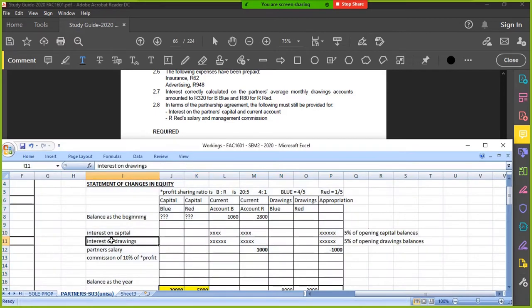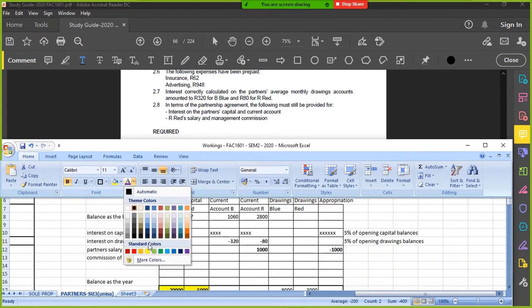Okay, let's show it. Here, interest on drawings. Okay, the interest is how much? This is interest on drawings. So if it's interest on drawings, it's going to decrease their entitlement because they have to pay the partnership this amount. Okay, so interest on drawings will be a minus 320 for blue. Okay, and 80 for red. Okay, notice, this is something new. I'm going to highlight that.